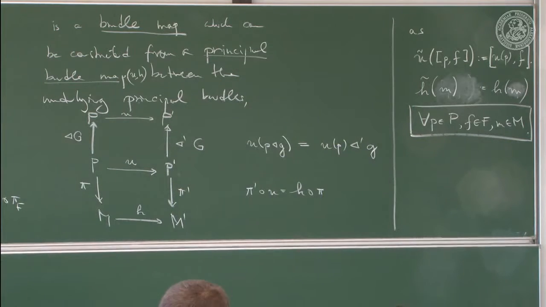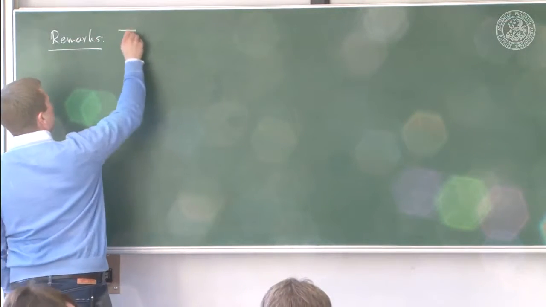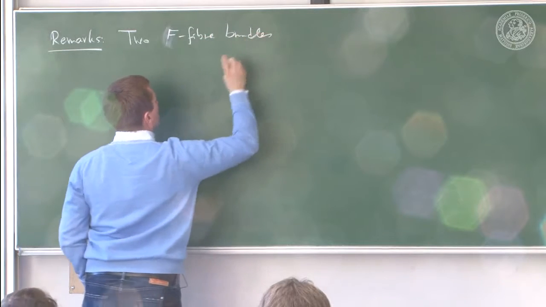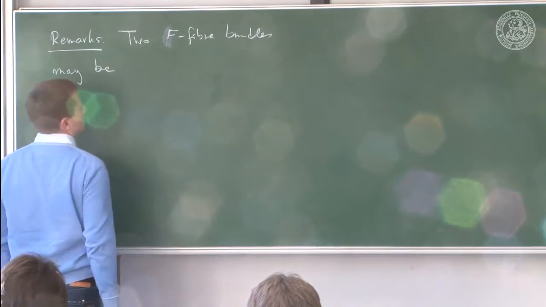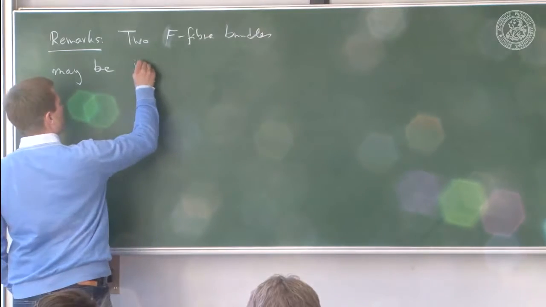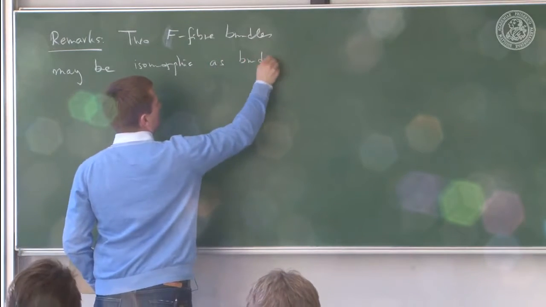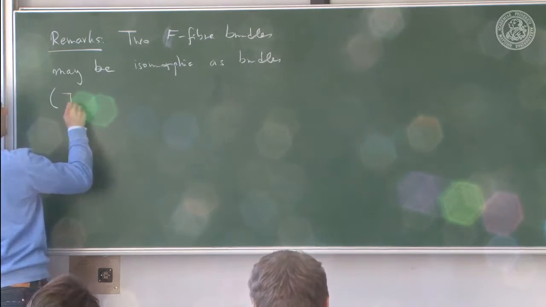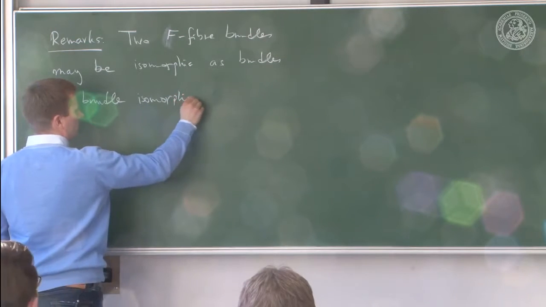Another question? Good. So remarks. Two F fiber bundles may be, let's say, isomorphic as bundles, which, recall, means there exists a bundle isomorphism between them.